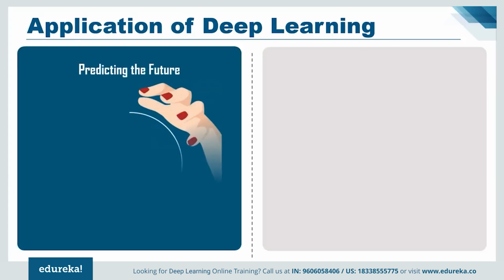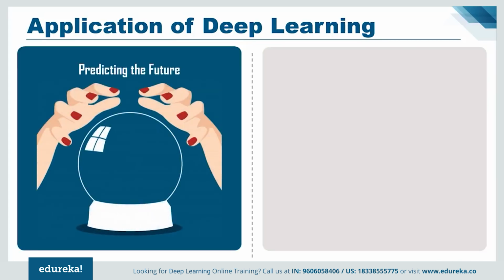Now, if we talk about predicting the future, what deep learning does is that it can help us in predicting earthquakes and tsunamis beforehand so that preventive measures can be taken to save many lives from falling into the clutches of natural calamities. Another implementation of deep learning is chatbots.